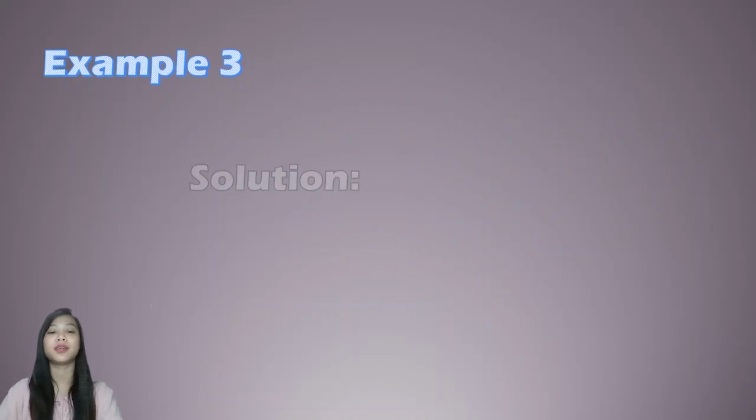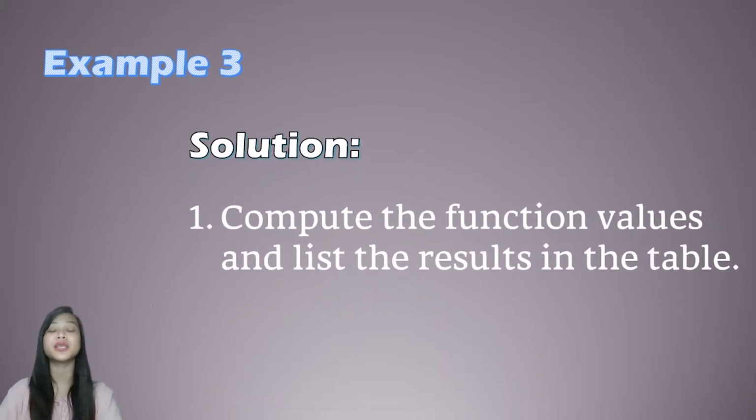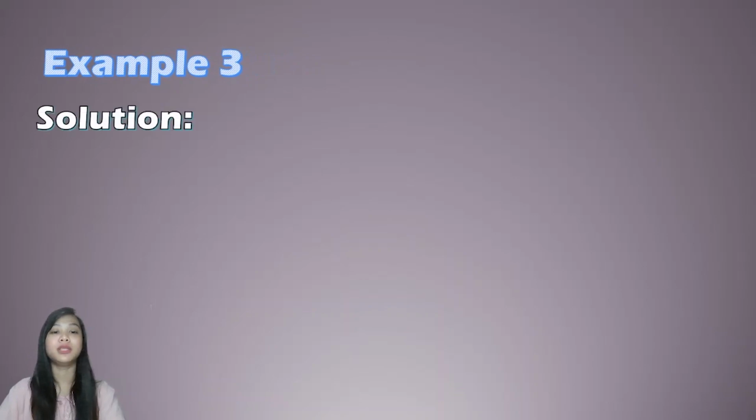Let's go first to the first part of the solution, which is to compute the function values, and of course, list the results in a table. So let's solve. In solving for the values or the ranges of our three functions: y = 2^x, y = 2^(x+1), and y = 2^(x+2).